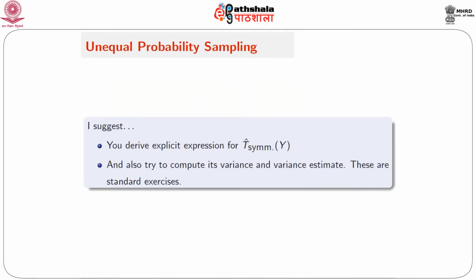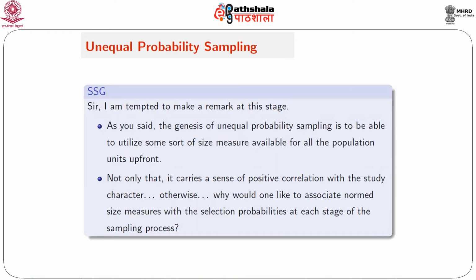So I suggest you derive explicit expressions for T hat symmetrized, at least for a sample of size 2, and see how it looks, and then try to compute the variance and the variance estimate. These are standard exercises. Sir, I'm tempted to make a remark at this stage.